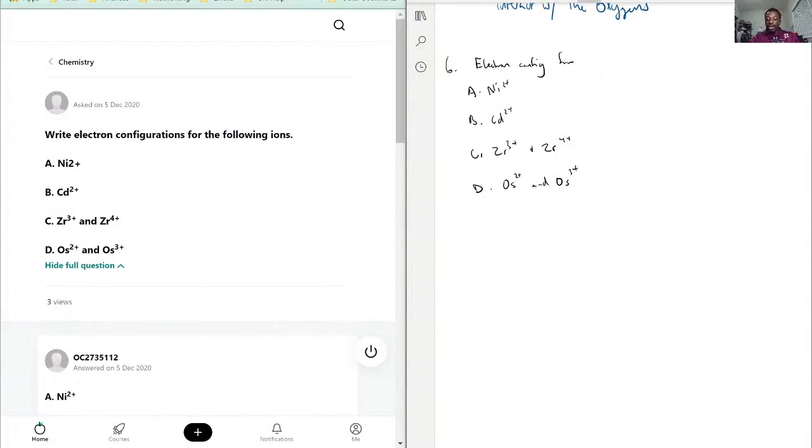But first let's just write out our whole Aufbau principle. We have 1s, 2s, 3s, 4s, 5s, 6s, 7s, 2p, 3p, 4p, 5p, 6p, 7p, and then 3d, 4d, 5d, 6d, and then 4f, 5f.